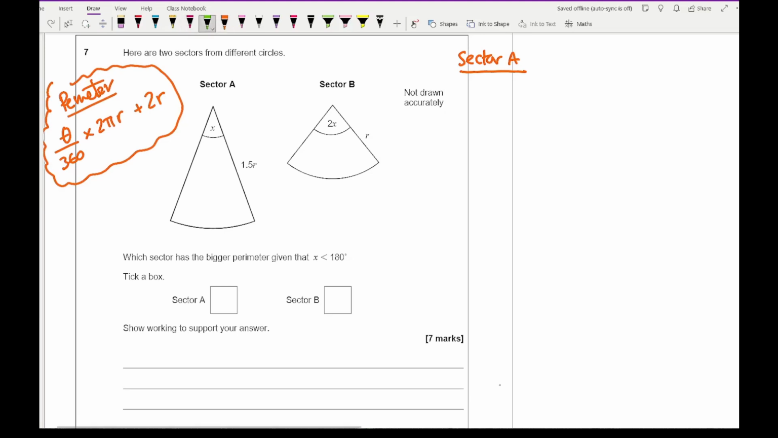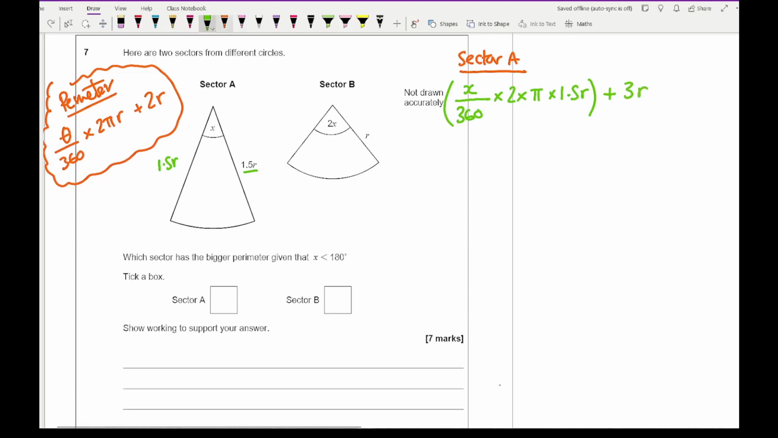So then, working out the perimeter of sector A, here I know that the angle is x, and dividing that by 360, and then going to multiply that by 2 times pi, and the radius for this is 1.5r. And then I'm going to add, so if I just put that in brackets, I'm going to add 2 lots of the radius, which if I just do that now, it's going to be 3r.